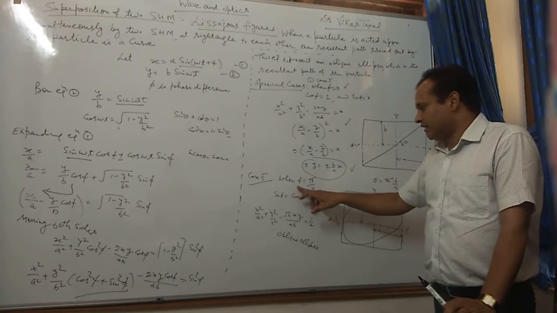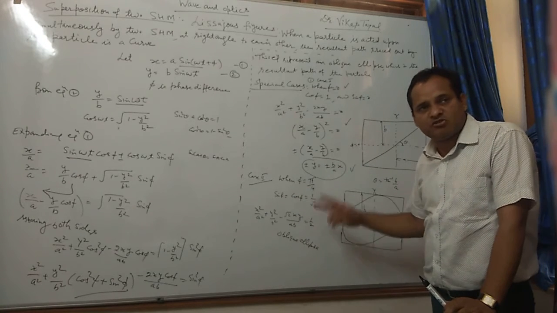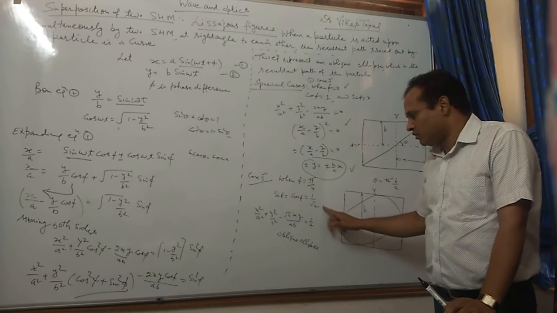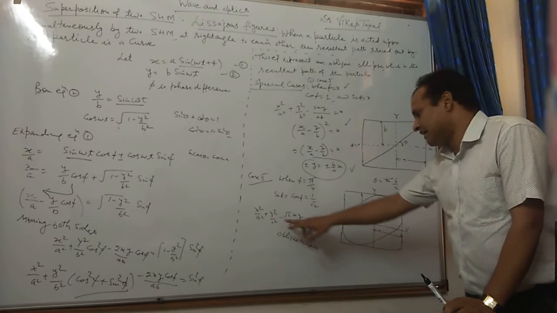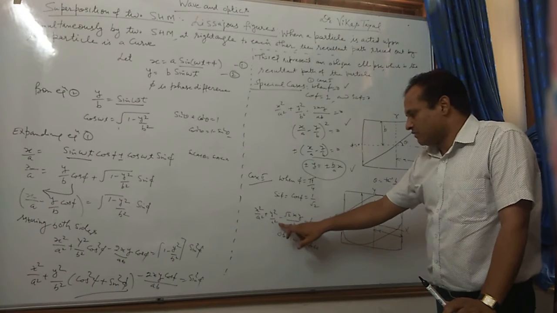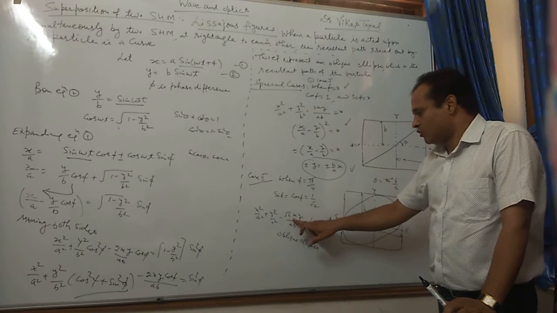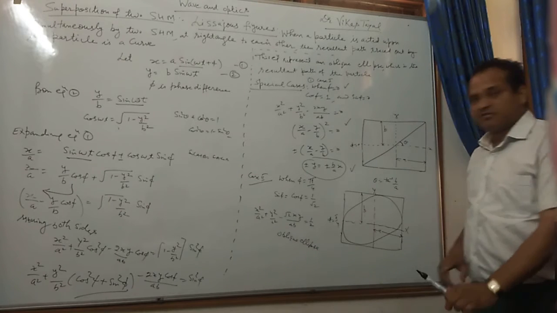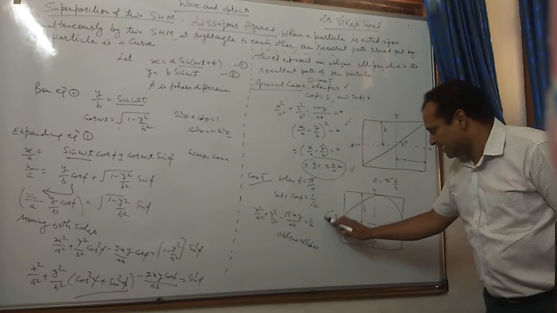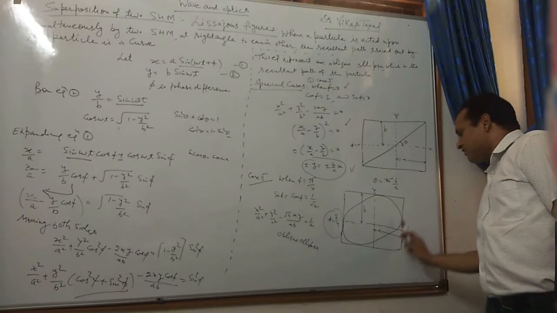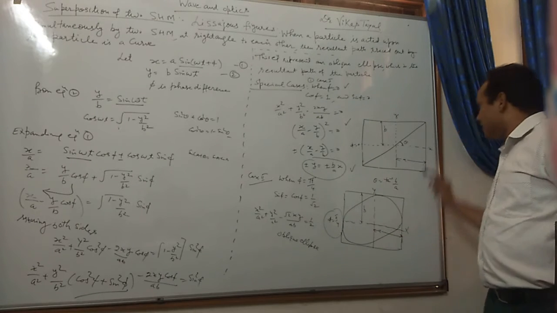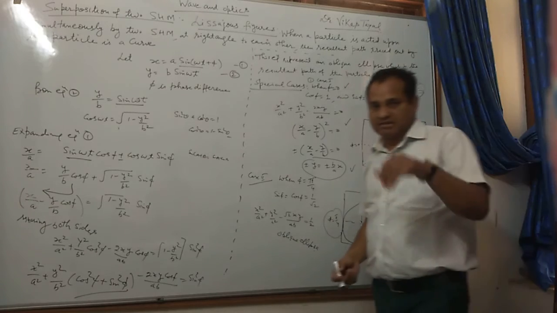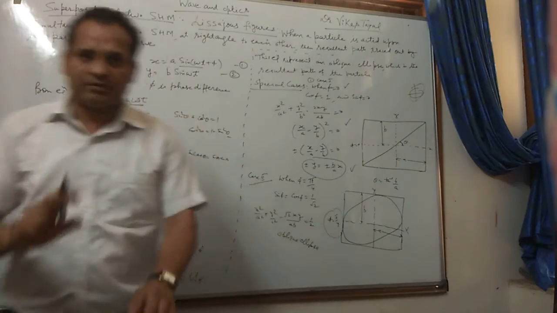Now the second case: when the phase difference between the two waves is π/4, sin φ = cos φ = 1/√2. Putting the values here, we find x²/a² + y²/b² − √2 xy/ab = 1/2. This is the equation of an oblique ellipse for φ = π/4. Here is the ellipse, and it is known as oblique, which means tilted this way.